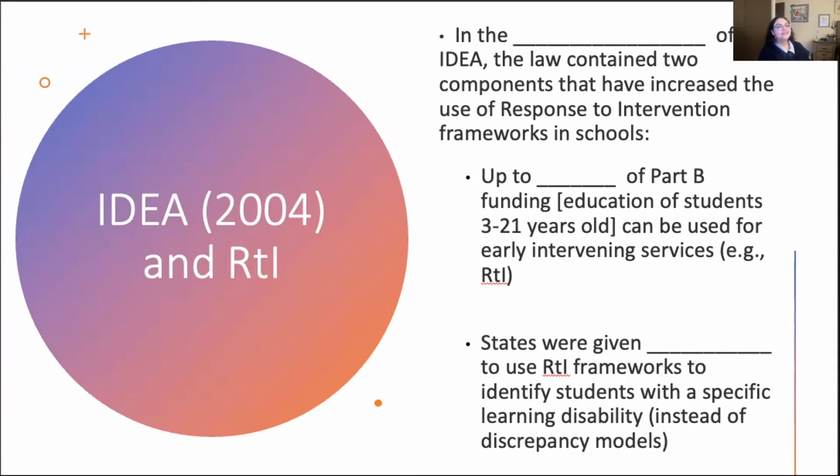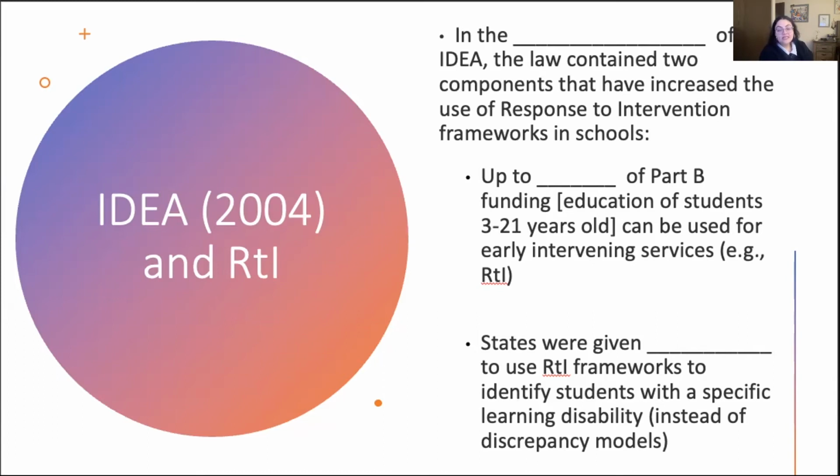I know there's a lot in this law. So up to 15% of the funds that apply to school-age children can be used for early intervening services. When the law was written, that was not written specifically about response to intervention. It was written to say early intervening services. And sometimes people take those 15% to mean early intervention services for little kids, not babies under the age of 3.